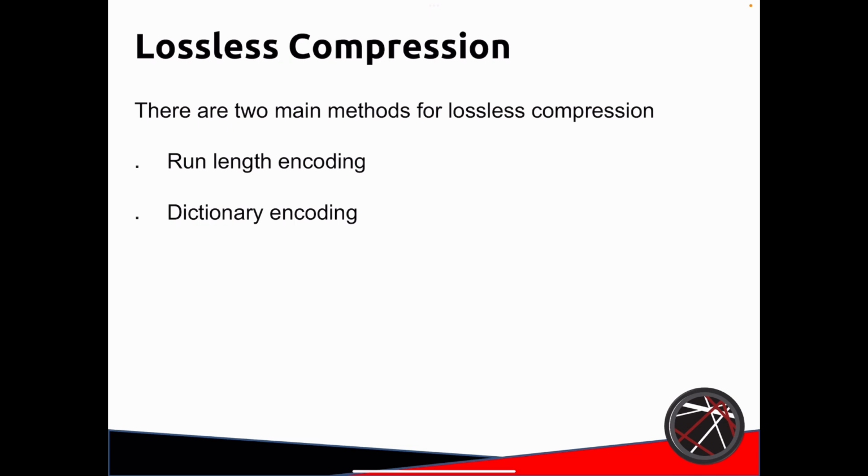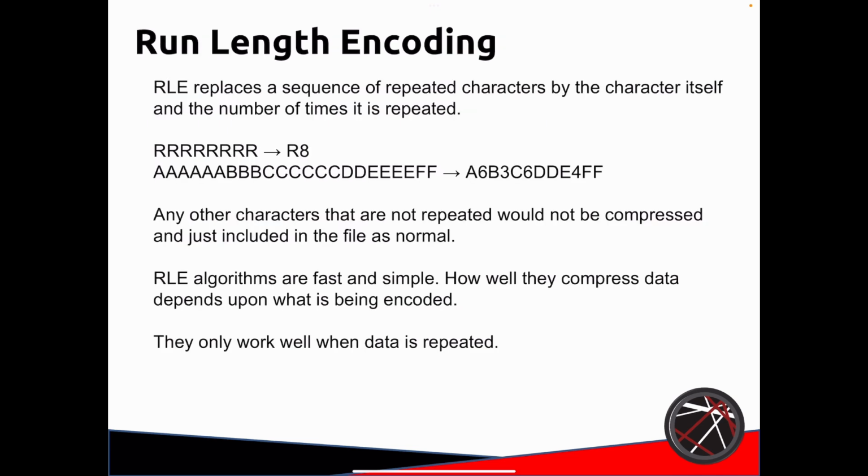The text wouldn't make sense anymore. So therefore, they would use this as a good example in that. We're going to look at two main methods of compression now: run length encoding and dictionary encoding.